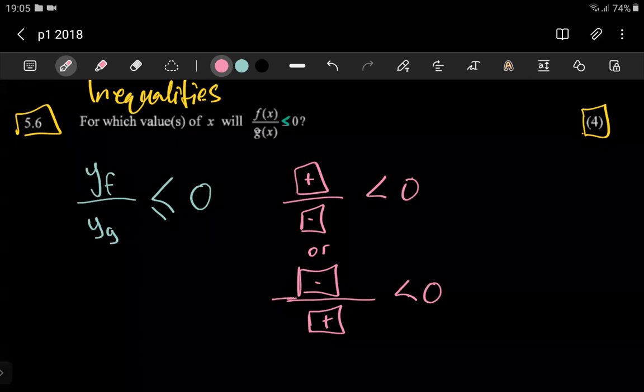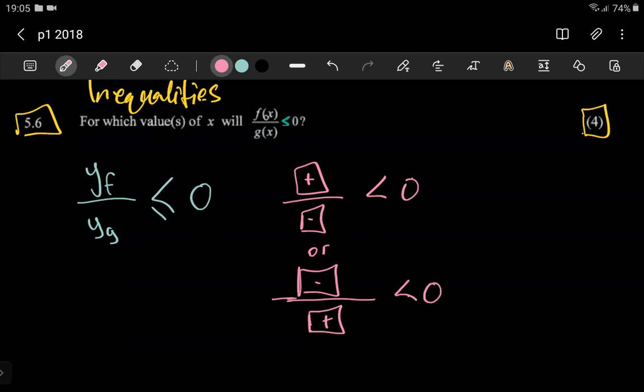I'll repeat, this is a fraction. A fraction will be smaller than 0 if the top is a positive number while the bottom one is a negative. Vice versa, if the top one is a negative and the bottom one is a positive, the fraction will also be smaller than 0.